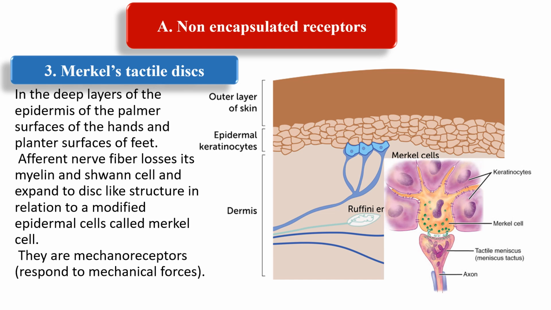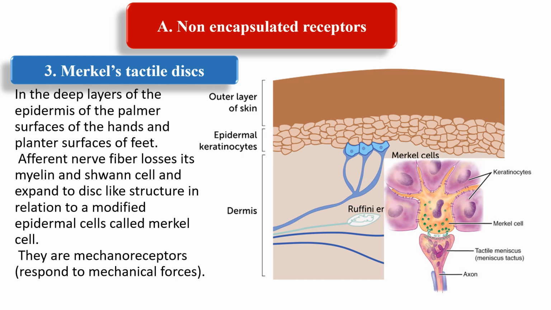The third one of the non-encapsulated receptors is called Merkel's tactile disc. What about Merkel's tactile disc? As regards the site, it is present in the deep layers of the epidermis of the palmar surfaces of the hand and the plantar surfaces of the feet. What about the pathway of the nerve fiber?